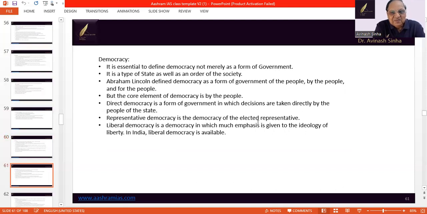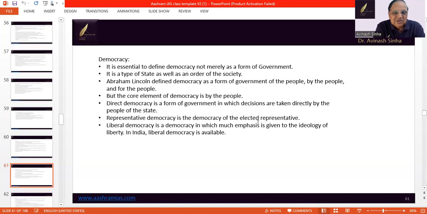Next is democracy. Democracy is essential for the people of a state. It is essential to define democracy not merely as a form of government. Rather, it is a type of a state as well as an order of the society. This is what it refers to.